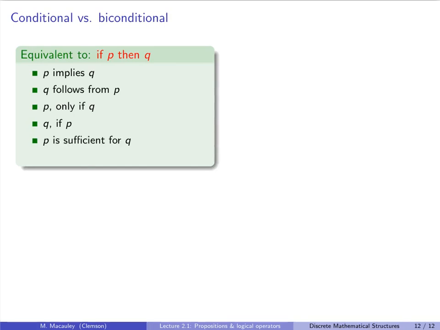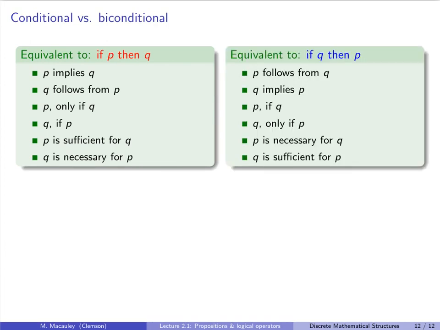Next, P is sufficient for Q to be true. And finally, Q is necessary for P. So by the time you get down to these last two, it's so hard to keep track of all of them. I encourage you to look at my slides and compare all of these to that example of if it is Friday, then I wear orange. Okay, so that's a list of things that are equivalent to if P, then Q.